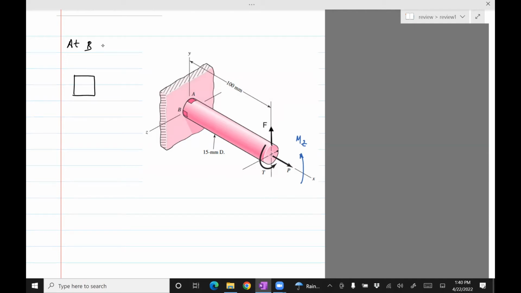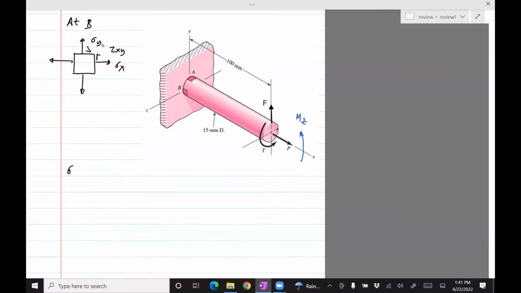Show the stresses. So in this case, at B, which is in the XY plane, we would have sigma X, sigma Y, and then tau XY. So that's the first step. Next, we will identify the stresses: sigma X, sigma Y, tau XY. Okay, so again, we do the same exercise.